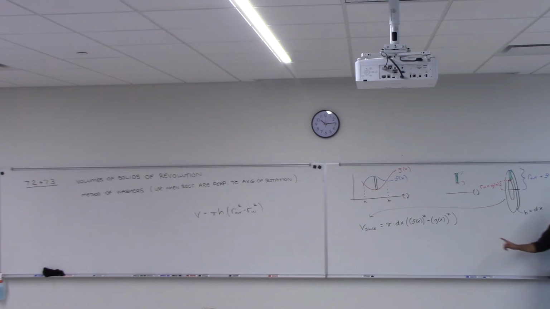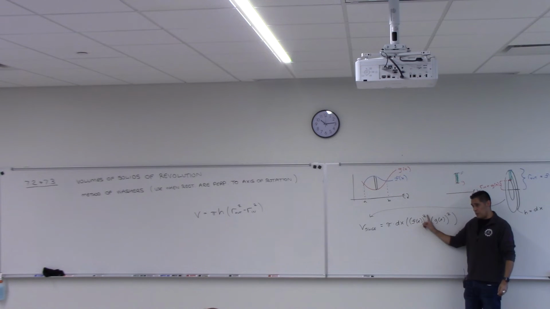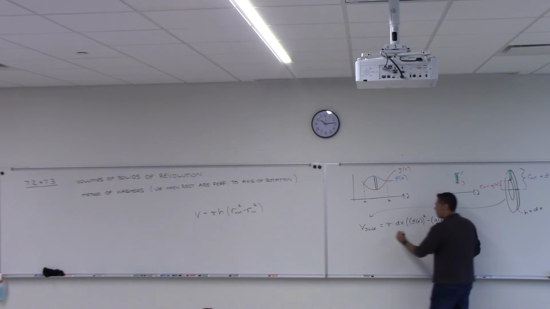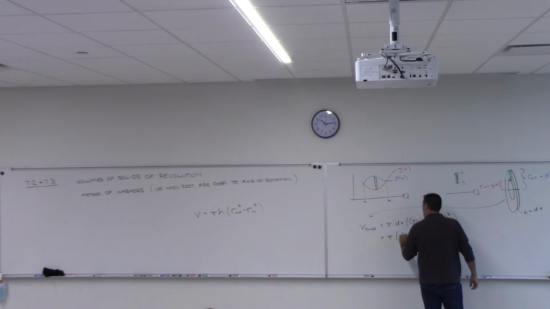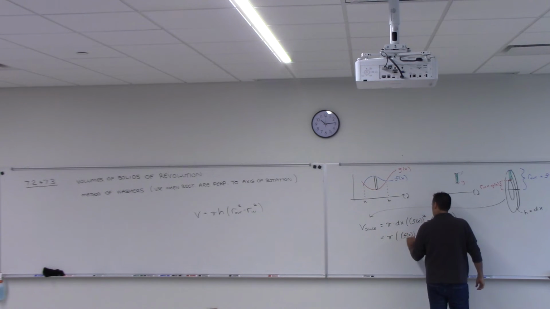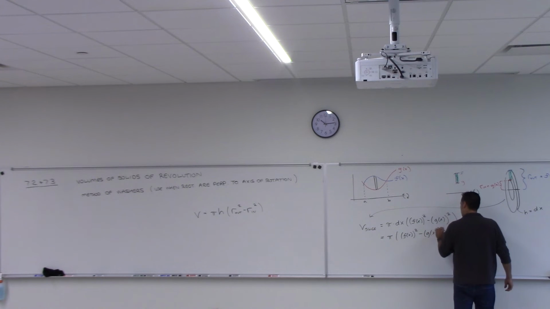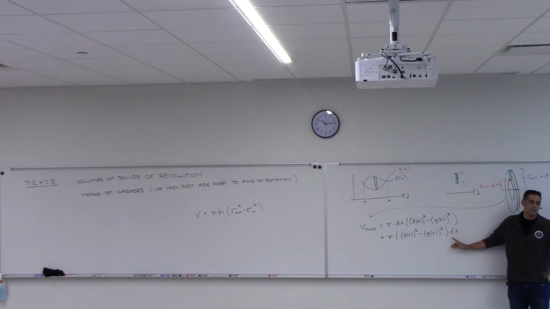Do y'all see it all? Pi h, outer radius squared, minus inner radius squared. That's the volume of one slice. Now I'm going to rearrange this. I'm going to put the pi in front, then f of x squared minus g of x squared, and then I'm going to put the dx on the back. The reason I'm putting the dx on the back is because we're about to add all these up, and to add them up, we use the integral.